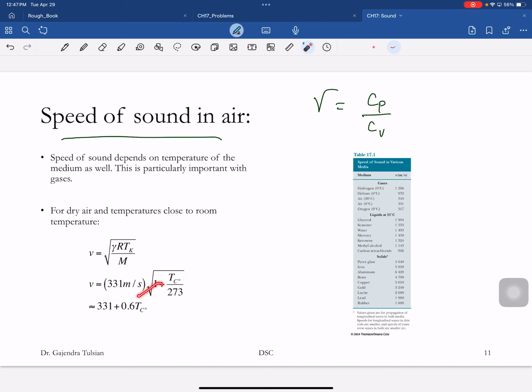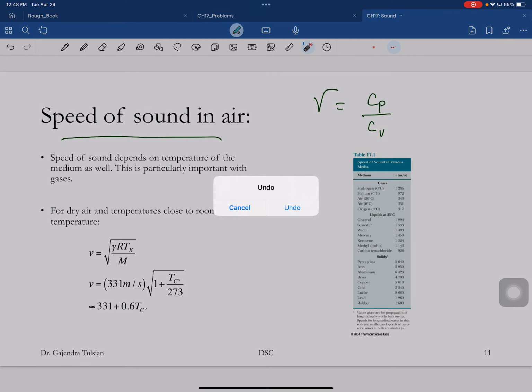And this formula is simplified here. At 0 degrees Celsius, it's 331 meters per second. And for every degree rise in Celsius temperature, the speed increases by 0.6 meters per second. How is the speed going up as temperature goes up? Surely as temperature drops, it gets denser, speed goes faster.